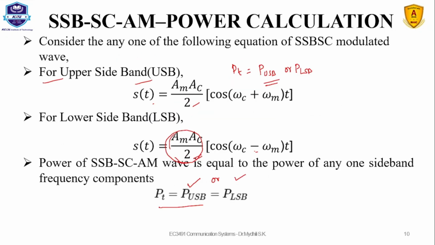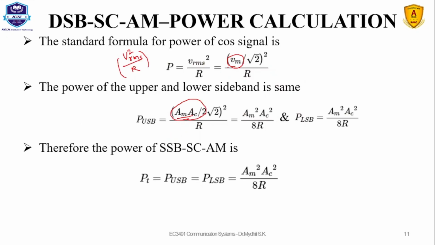This is the equation. What is present here is to be substituted in case of voltage. So I am substituting it here and we are getting Am square Ac square by 8R. Since we are having only one sideband, we will be calculating it as the same.